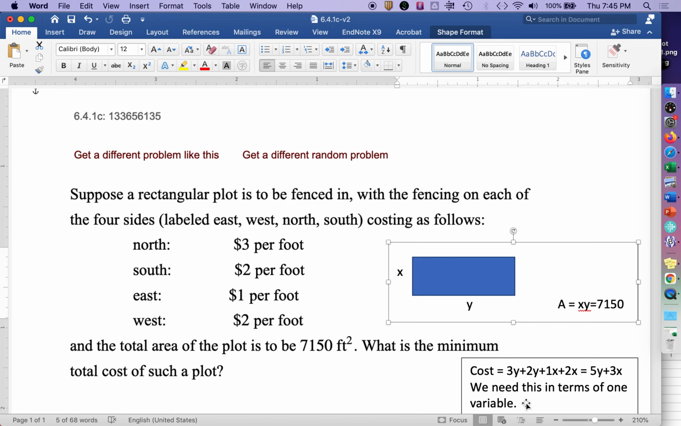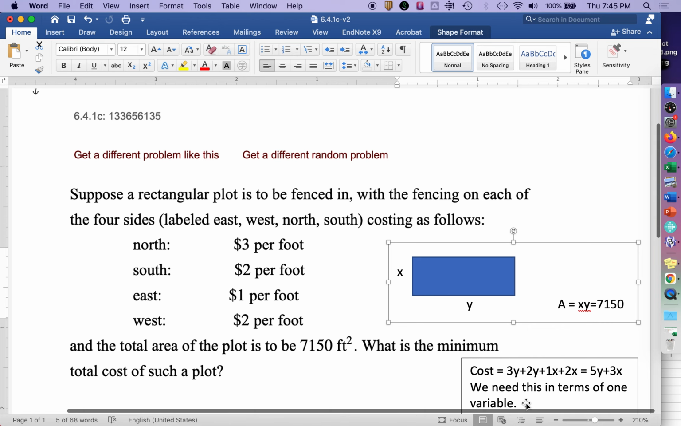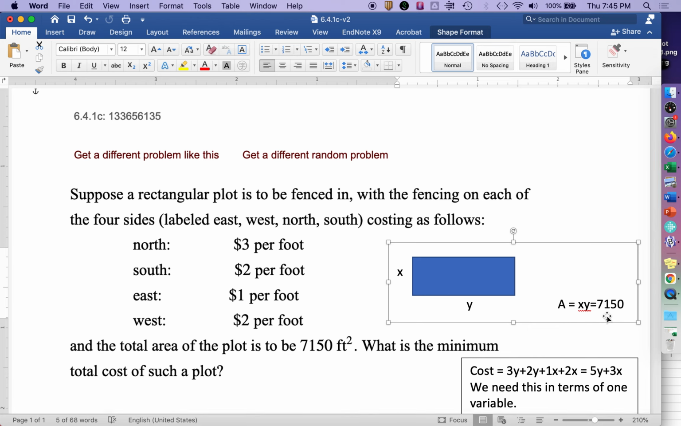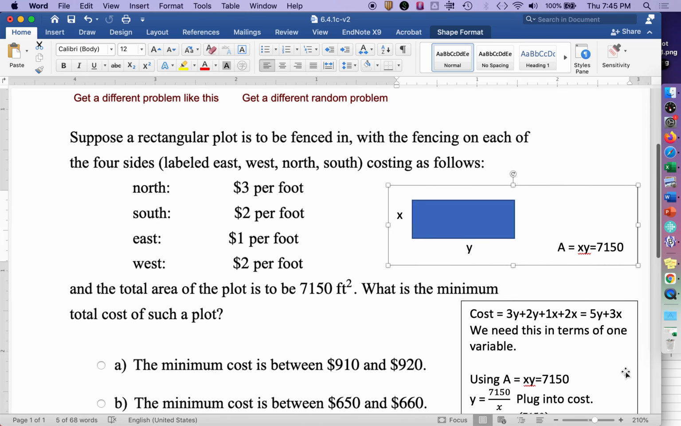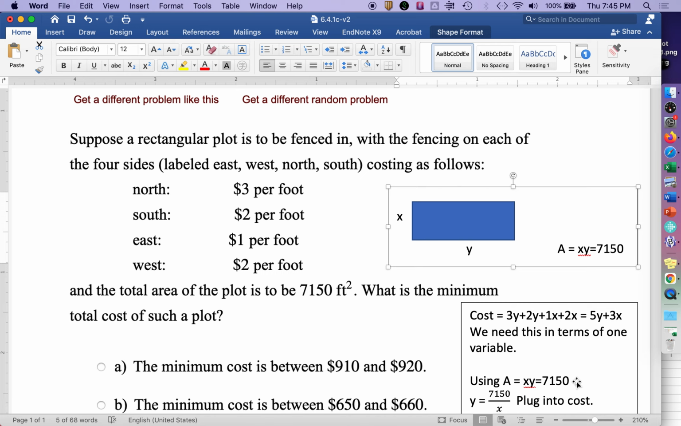We're going to need to get that in terms of one variable so that we can actually take a derivative, set that derivative to 0, and so on. That's where the area comes in. So let's go back to our area equation. A equals XY equals 7,150. I'm going to use this area equation to get the cost equation in terms of one variable. So using that the area, XY, equals 7,150, I solved for Y. I divided by X to the right side, and I got that Y is 7,150 over X.